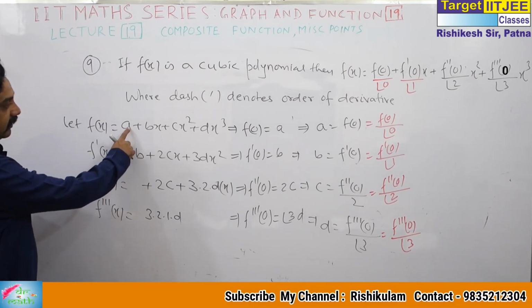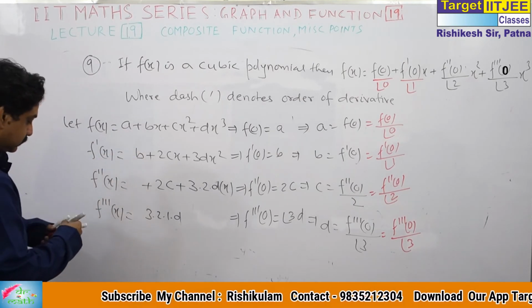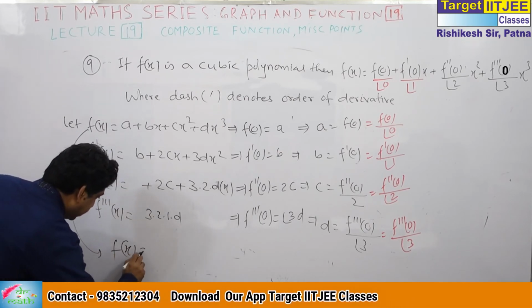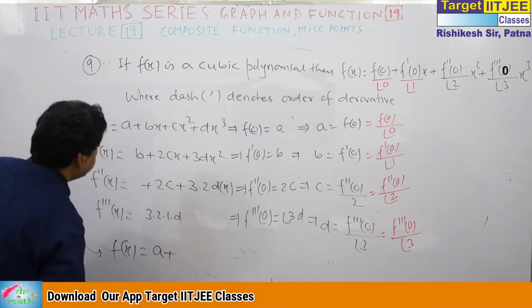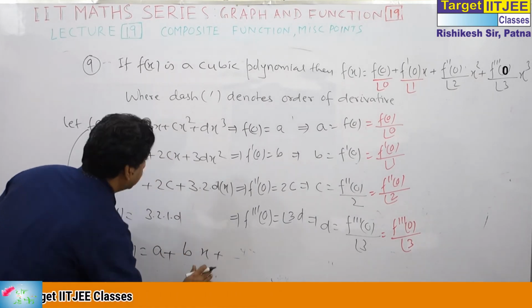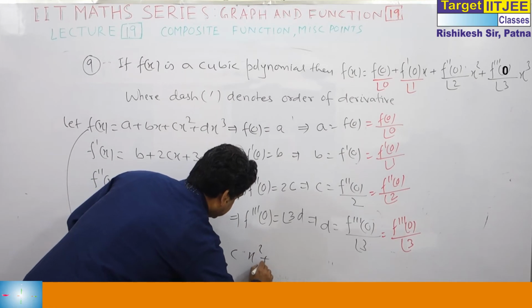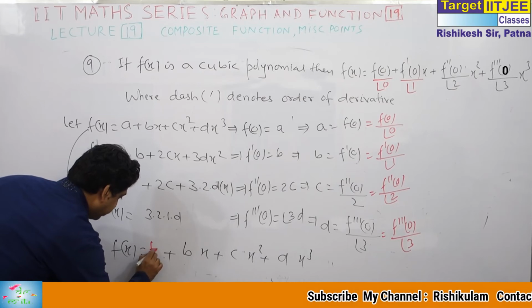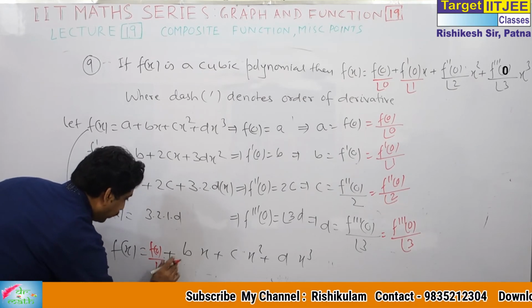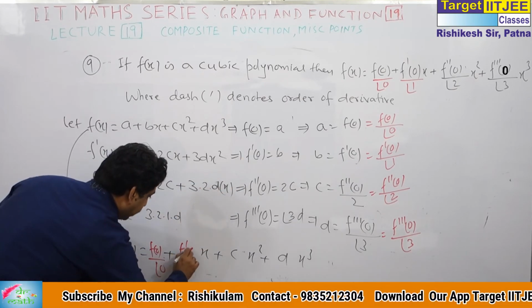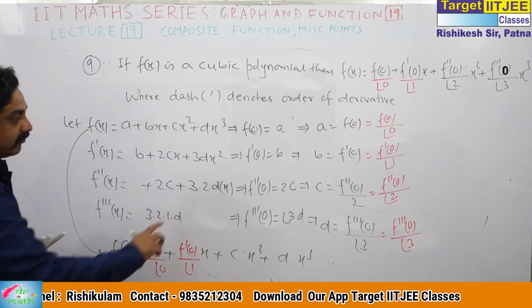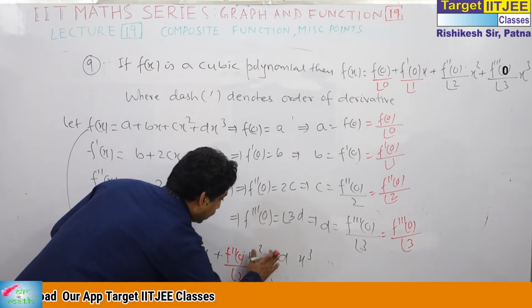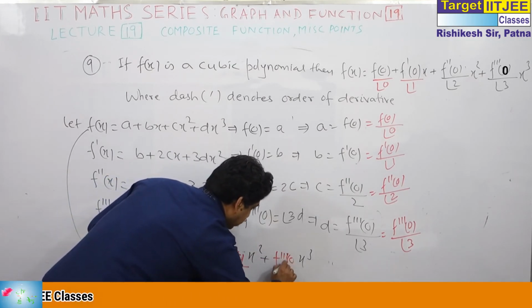Now come to this. Now I am going to know what fx is. This is a plus bx plus cx square plus dx cube. For a, I will write f0 by 0 factorial. For b, I will write f dash 0 by 1 factorial. For c, I will write f double dash 0 by 2 factorial. For d, you can see.